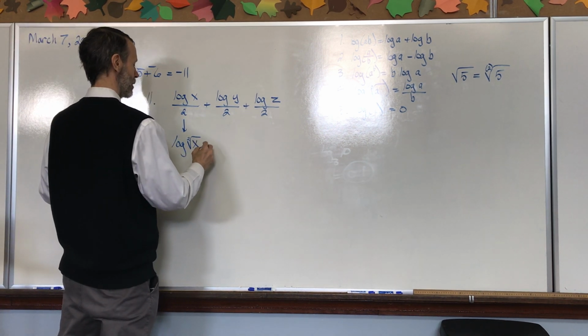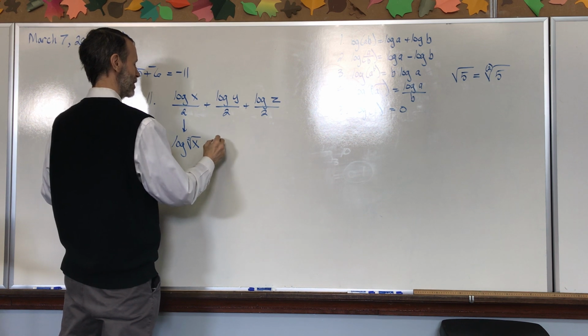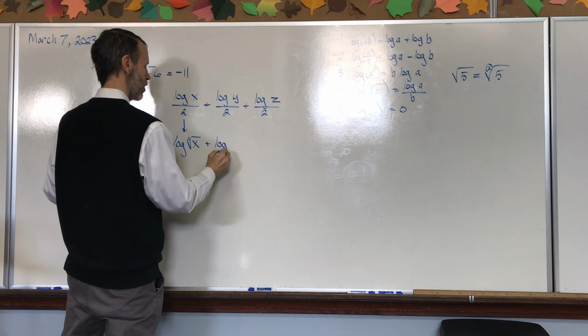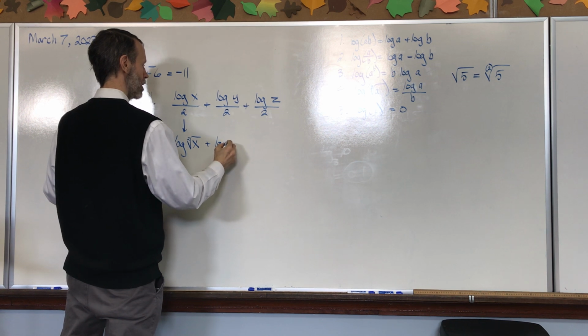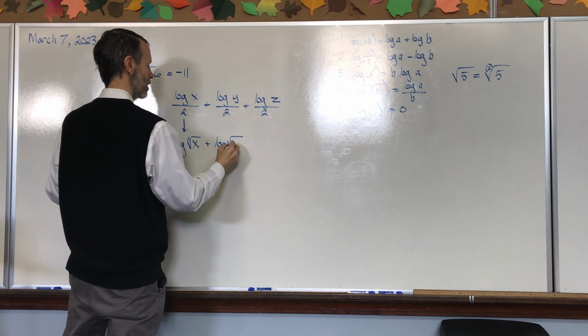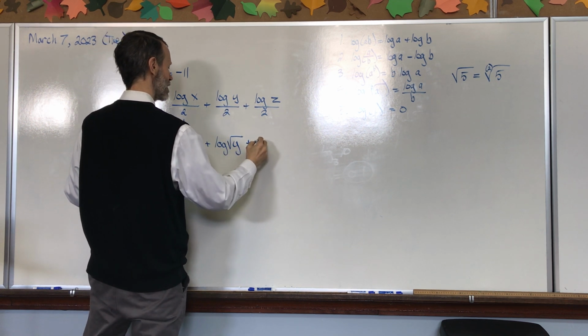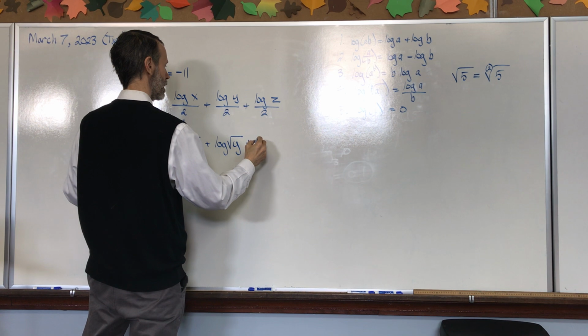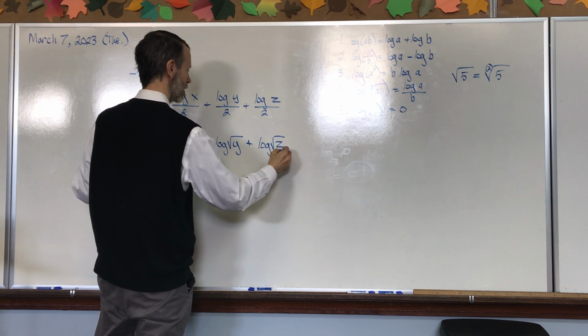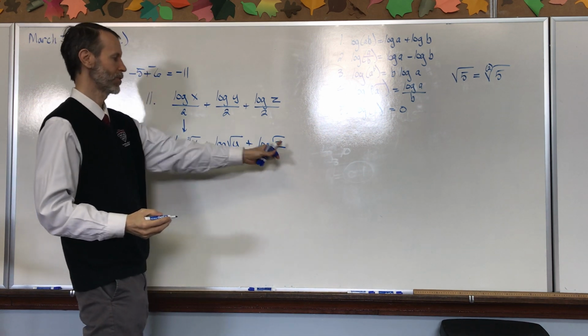And then plus what? Plus log of the square root of y, and then plus log of the second root of z, which is a square root. So square root of x, square root of y, square root of z.